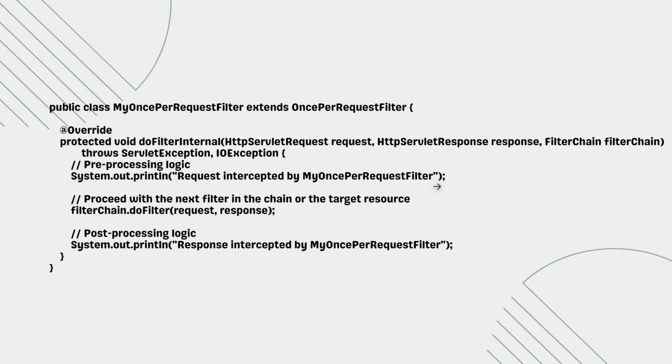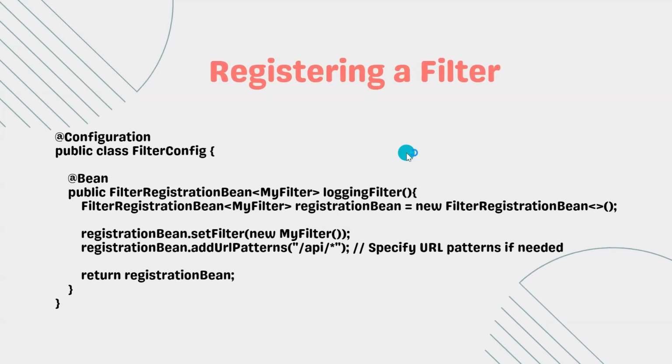Here we see two kinds of filter. One is the Filter interface, and we can use OncePerRequestFilter as well. You can use either one to apply filters in the Spring Boot project.